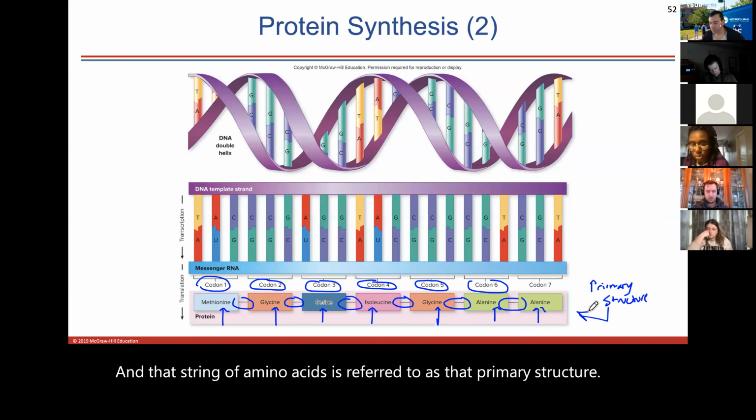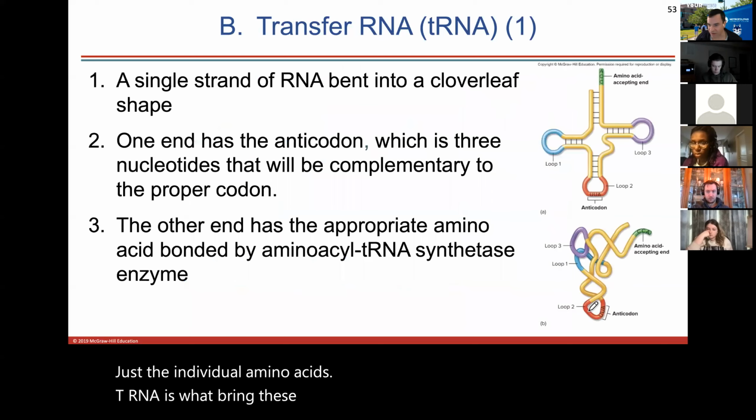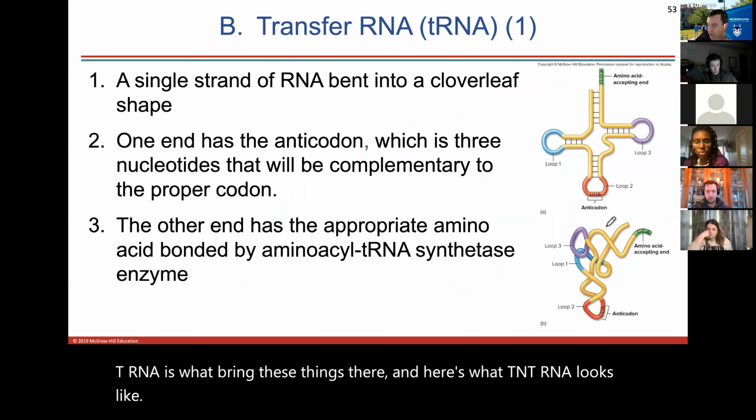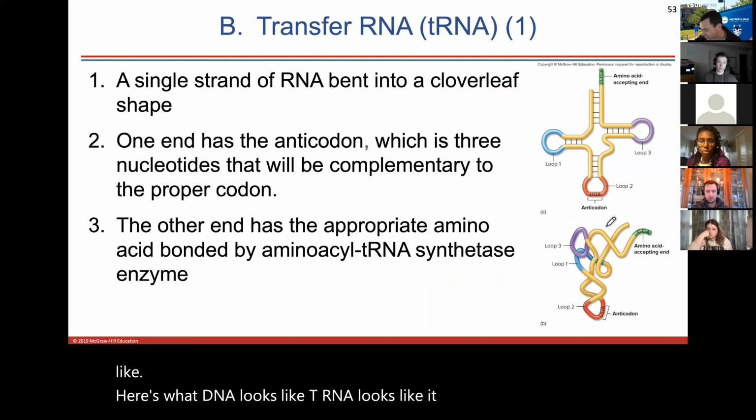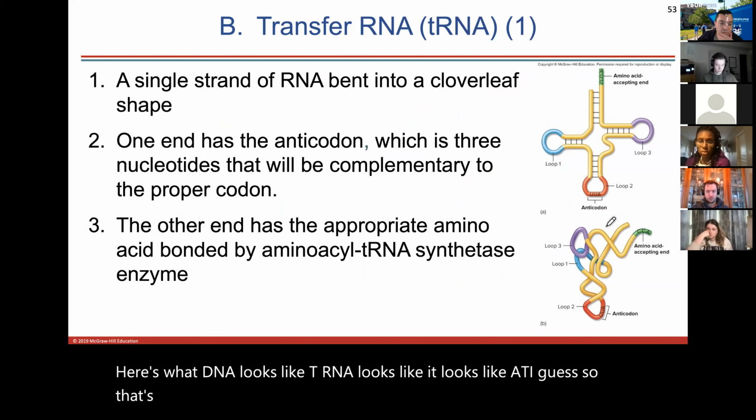Just the individual amino acids. tRNA is what brings these things there. And here's what tRNA looks like. It looks like a T, I guess. So that's where they get the name.